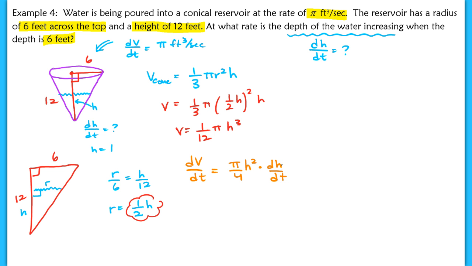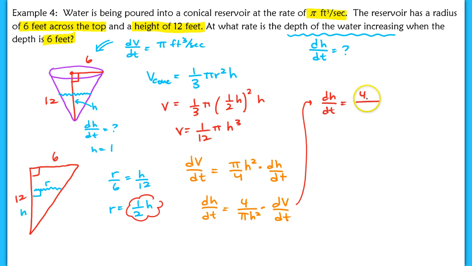So here is our equation. Now we can go ahead and isolate dh/dt, because remember that's what you're trying to find. So dh/dt is equal to, let's see, multiply by 4 over pi here. So we have 4 over pi h squared times dV/dt. All right. Now at this point, we can go ahead and substitute in our known values. So dh/dt, when you're looking at the depth being 6 feet here, that's going to be found by taking 4 over pi times 6 squared, so the depth is 6 feet, multiplied by dV/dt, which is pi cubic feet per second.